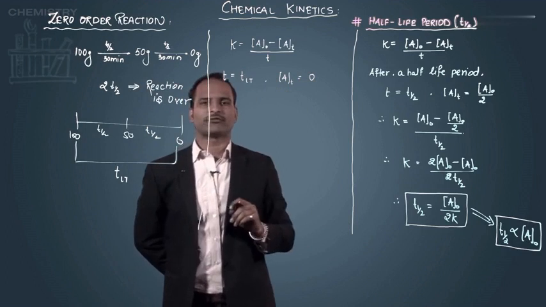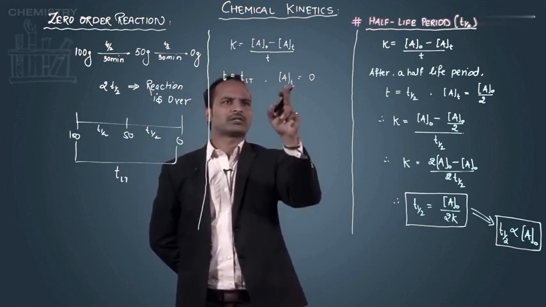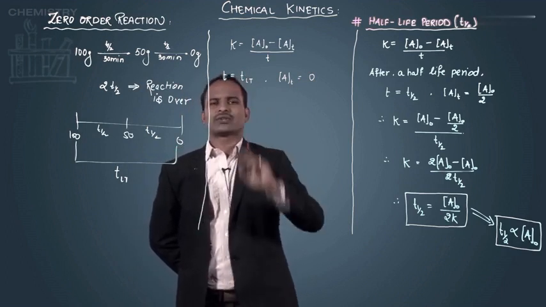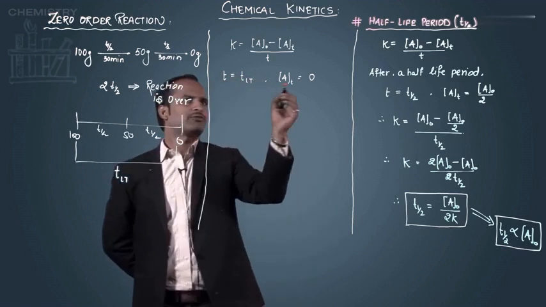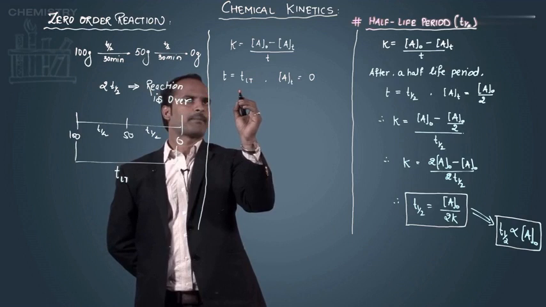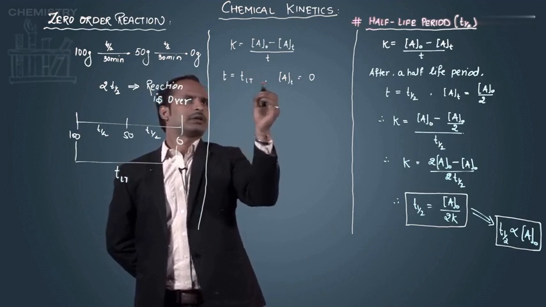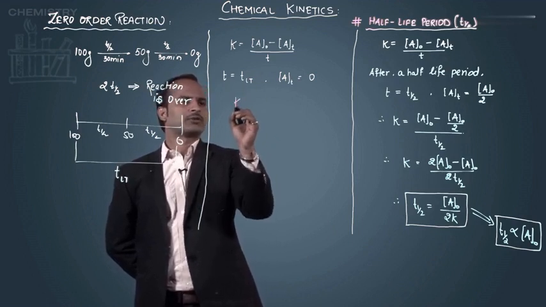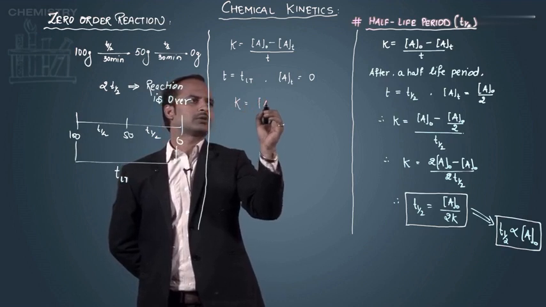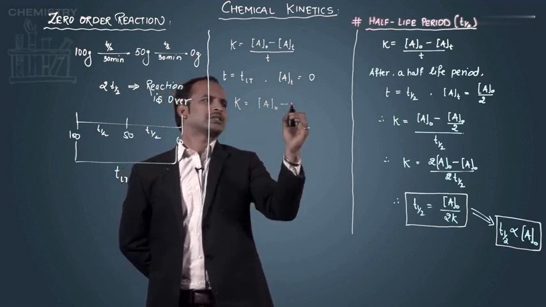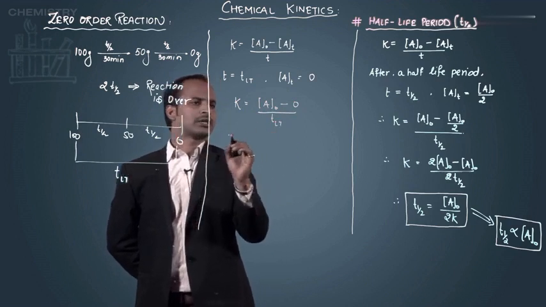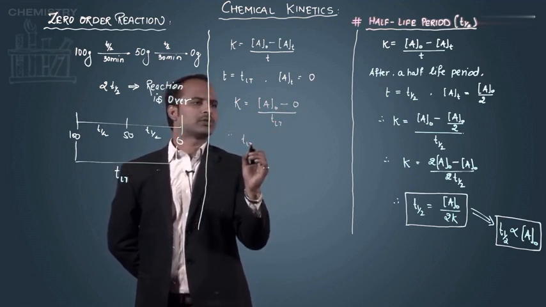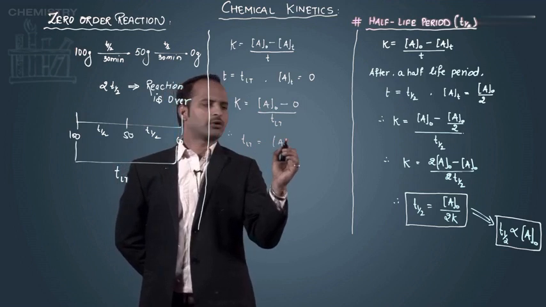So the amount of reactant left will be equal to 0 molar. The reason is that the reaction is completed, and reaction completed means there is no reactant left. So from this, let us substitute both the things in the formula. K is equal to A naught minus A_t, which is 0, upon T lifetime. So here I can say T lifetime is equal to A naught upon K.